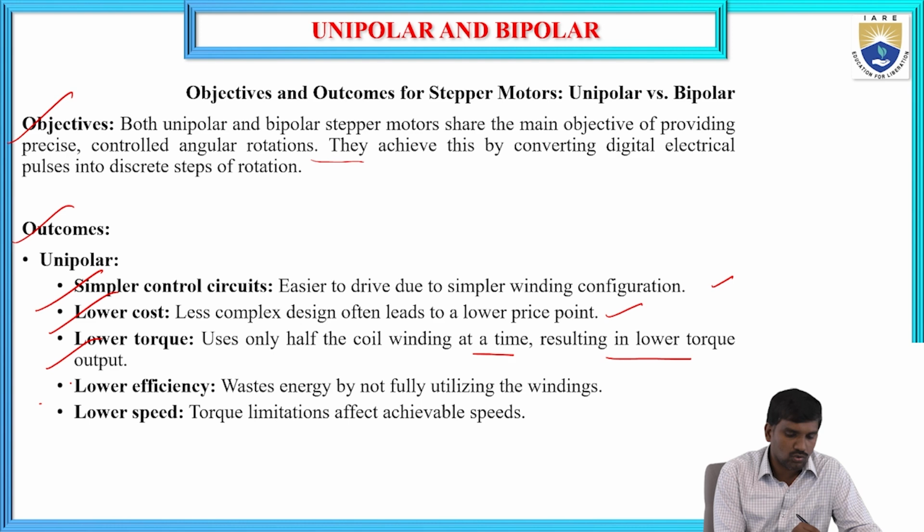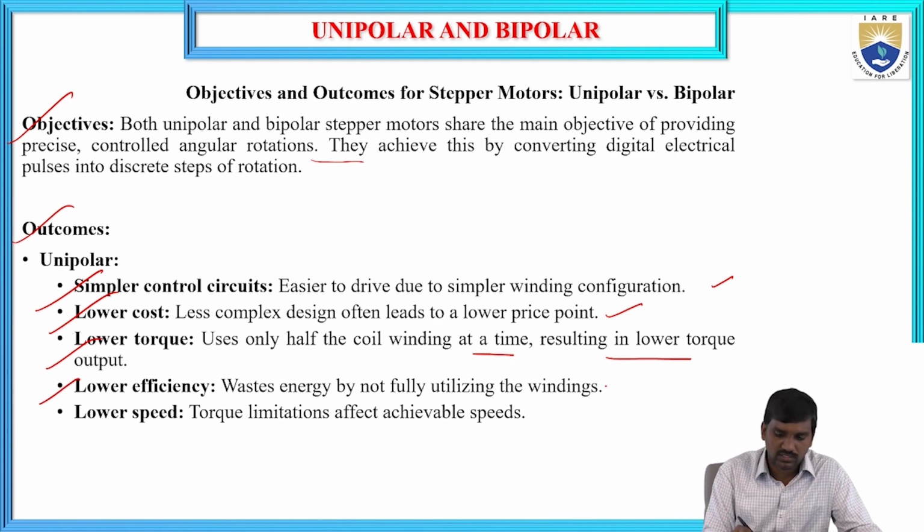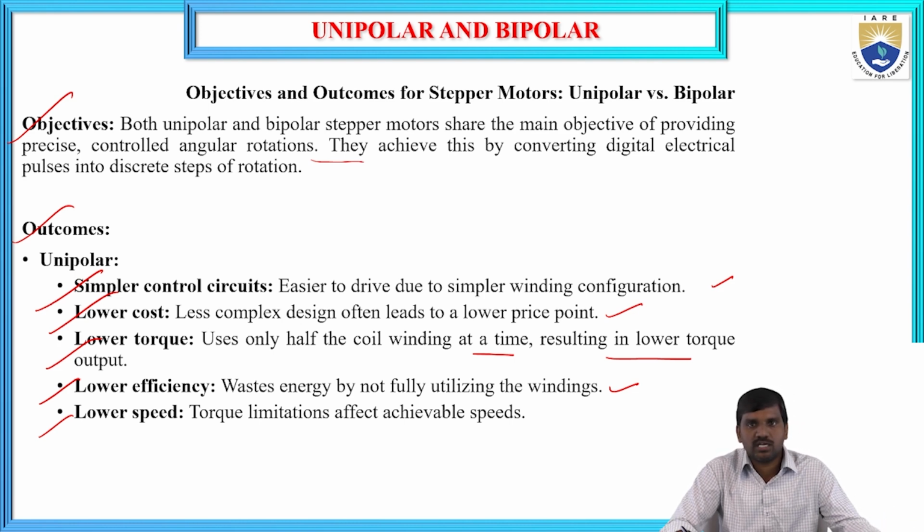Next, lower efficiency also: it wastes energy by not fully utilizing the windings. The last one is lower speed: the torque limitations affect the achievable speeds. Sometimes it may happen, it is not a regular process. So these are the outcomes under unipolar: simpler control circuits, lower cost, lower torque, lower efficiency, and lower speed.